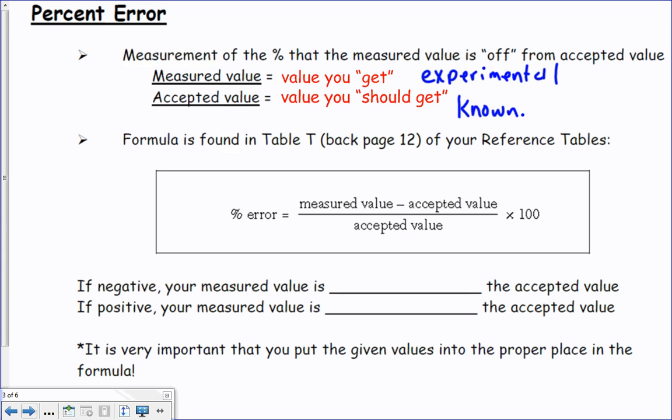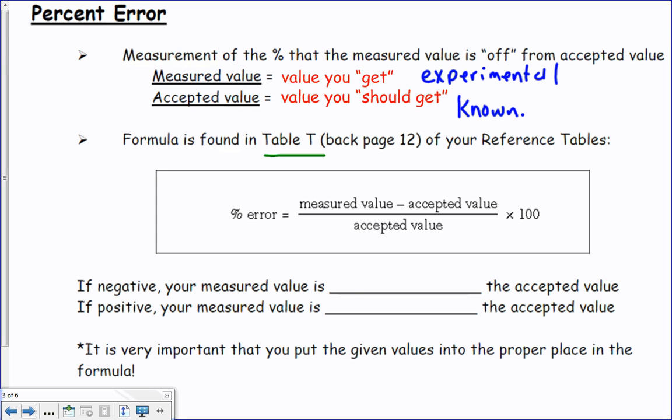And that is found right in Table T. When we get our reference tables, it will be written for you. You will never need to memorize it. Here it is, percent error: measured value minus the accepted value, all divided by the accepted value, times 100 because it's percent.